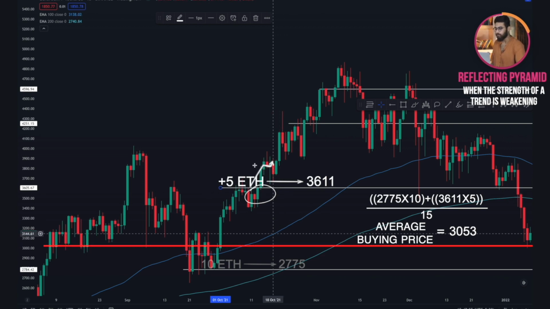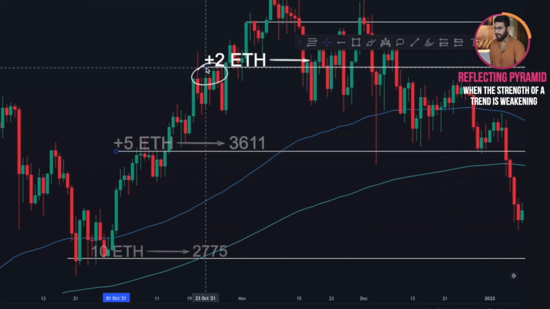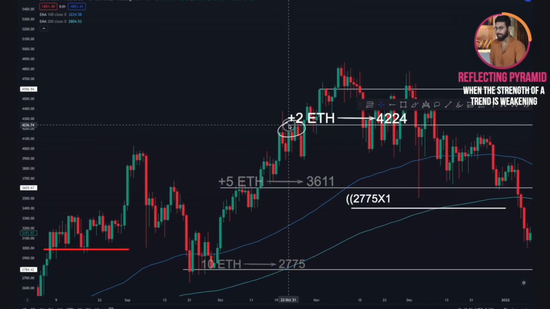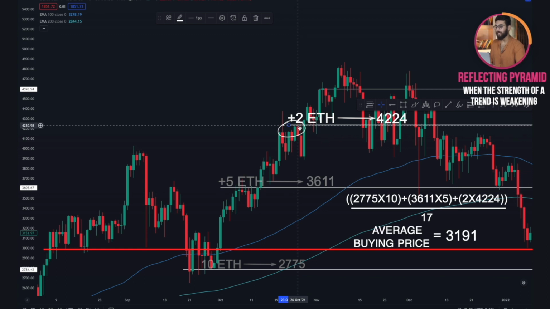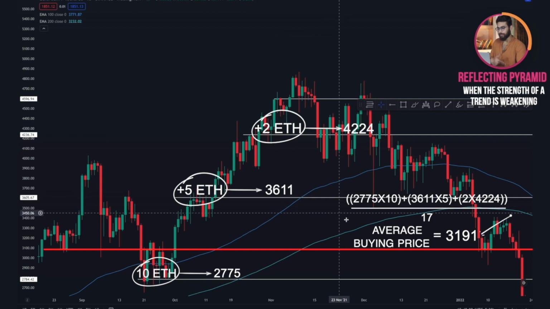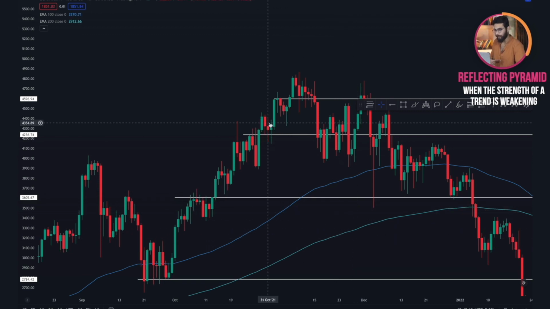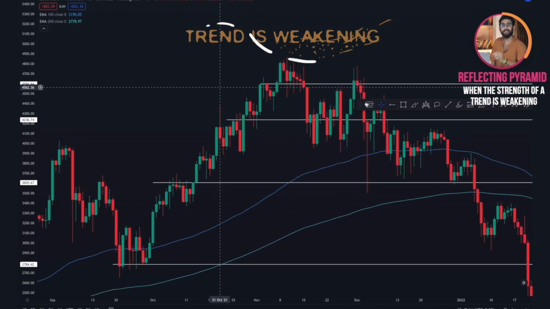Now again the price moved up and we got another signal. So here we will add 2 units at 4224, and that brings our average buying price to 3191. So we have 17 Ethereum at the price of 3191. Now let us say that you do not have a proper exit level, but can see that the trend is weakening.